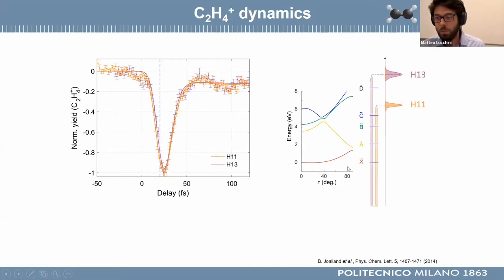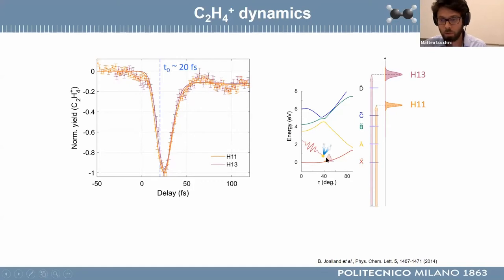And this has been interpreted in the following way. You populate the higher states of the molecular cation with harmonic 11 and 13. The molecular cation then starts to relax towards the ground state, redistributing the internal energy. And when it reaches the ground state or a lower energy configuration, then it can interact with the IR, and the IR can promote H and H2 loss, bleaching the cation signal.